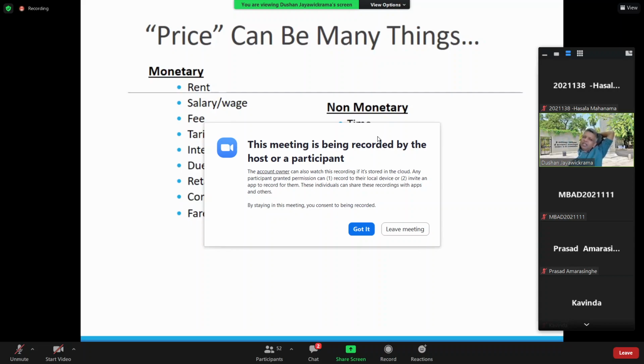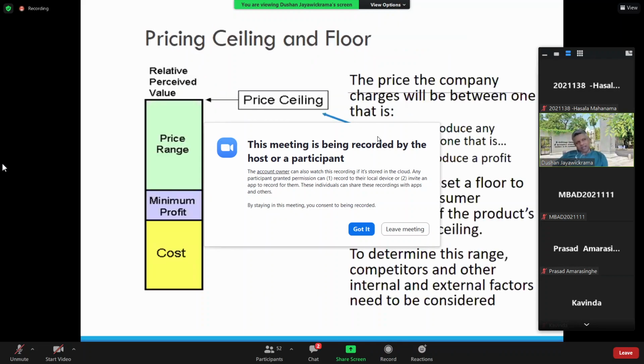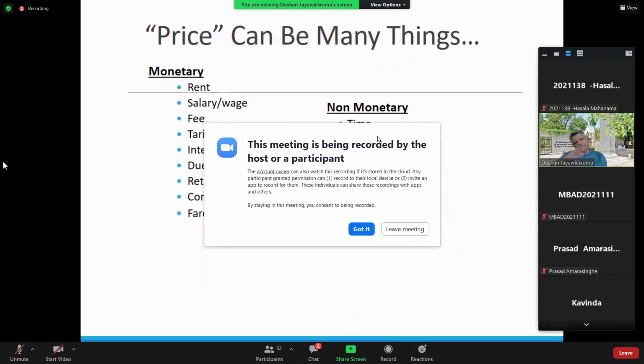Now, these are all monetary elements. There are non-monetary elements of pricing as well: time, opportunity, emotional energy, and physical cost. They are also part of the cost. Interesting pricing strategies.